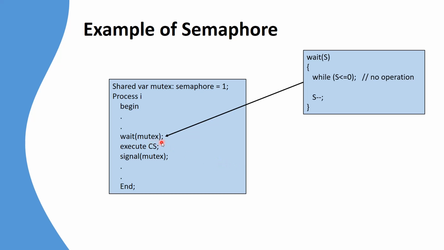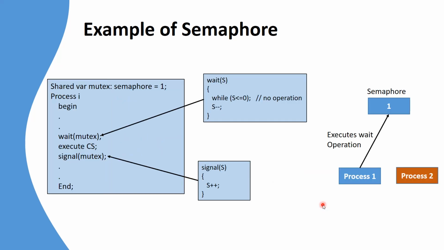When the process executes the wait operation, you can see the semaphore value is 1, that is, the s value is 1. Is 1 less than 0? The answer is no. So the value of s is decremented from 1 to 0. The semaphore value was 1, 1 is not less than or equal to 0, so it is decremented. Now the semaphore value is 0. Now the process enters the critical section and it executes in the critical section. When the process comes out of the critical section, it executes the signal operation, that is, it increments the semaphore value. Let us understand this with the help of one example.